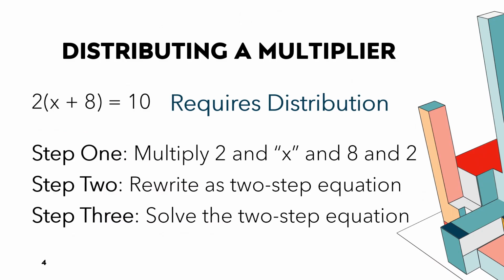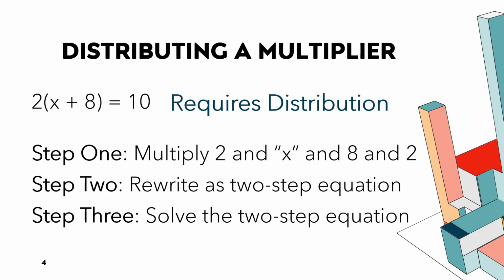In this example, we have 2 times the sum of x and 8. Solving this equation requires us to distribute the 2 before solving the equation. Remember that the number is understood to be 1 in a variable without a written coefficient. So, we are really multiplying 2 and 1, which will give us 2x.